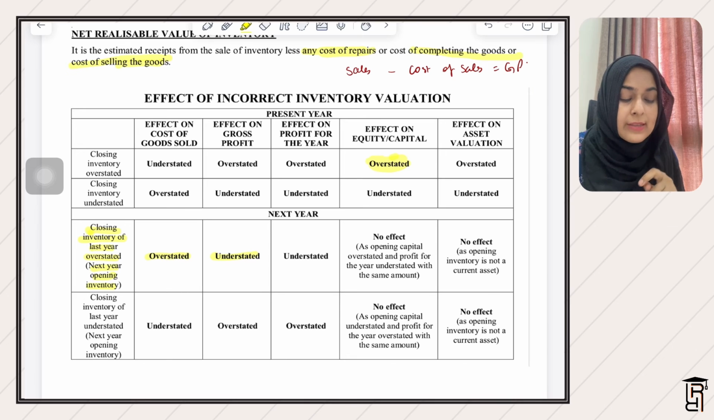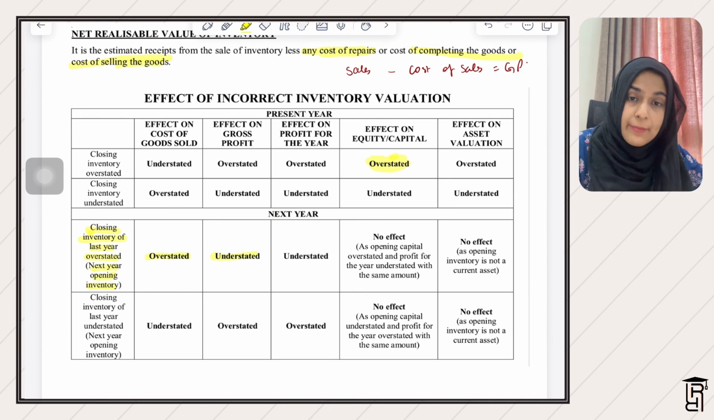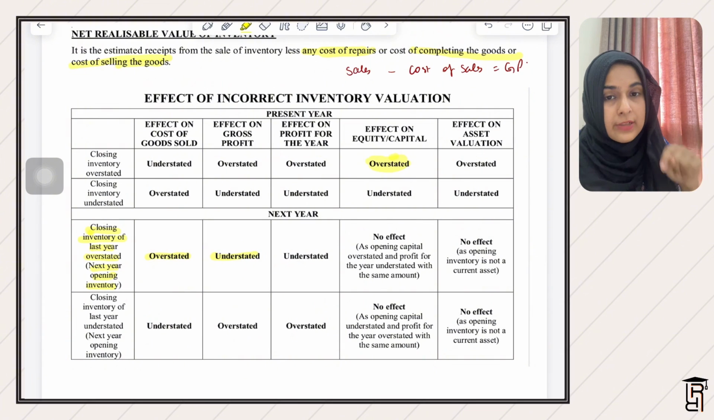And then what will happen is that your profit will be overstated, because revenue minus cost of sales is your gross profit, and if it's an understated cost of sales, revenue minus cost of sales becomes overstated. So your gross profit will be overstated, and your profit for the year will also be overstated. And capital will have no effect, because last year my capital was understated, and this year's profit is overstated.